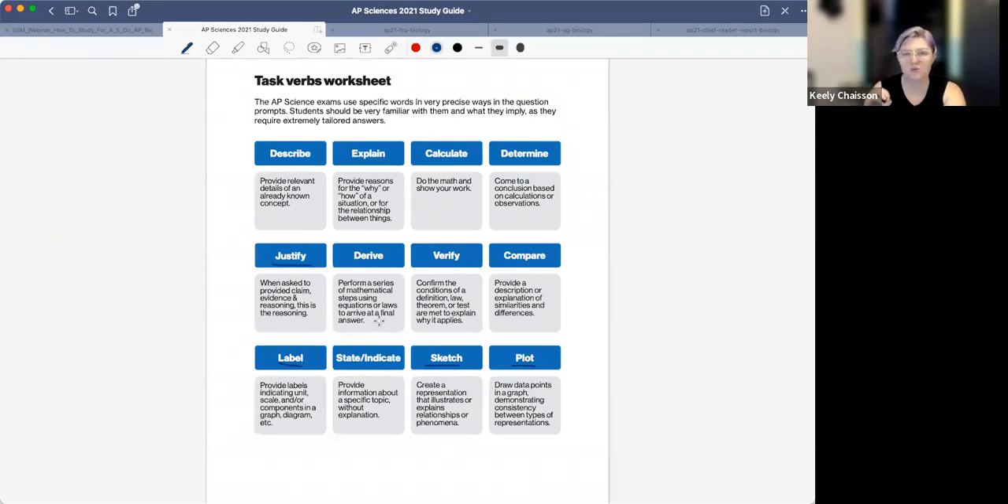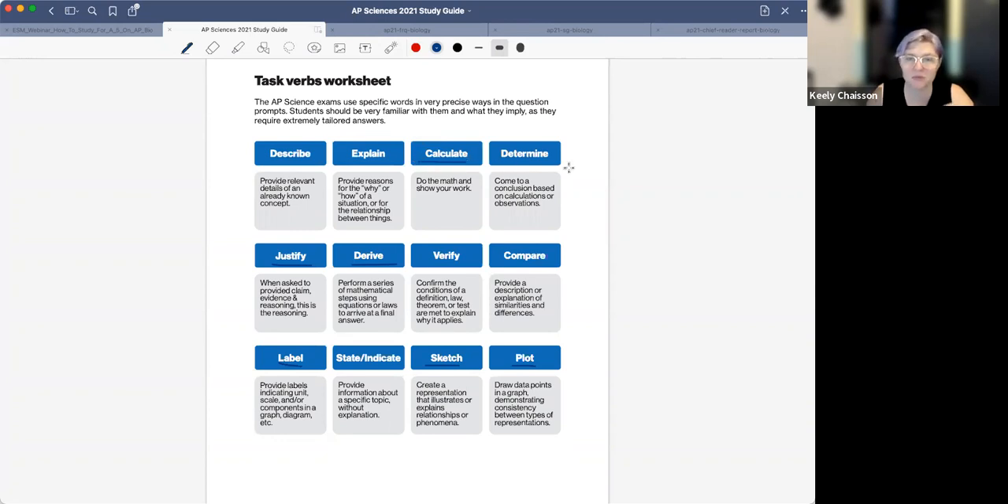However, you do not need to write the full formal paragraph. Your justification, your claim, evidence, reasoning, could be 2 sentences, but you need to state the claim, you need to state the evidence, and you need to draw a clear connection between the two when they ask you to justify. Derive is not likely to show up on the AP Bio exam. That's asking you to find something from equations or laws to arrive at a final answer. But verify and the rest of these all could show up on there.